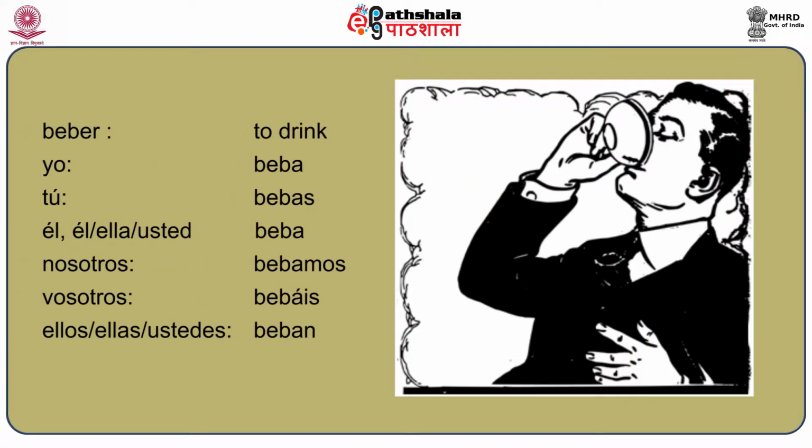Beber, ER ending verb, regular in pattern, means to drink. We take the first part of beber, the yo form in the indicative is bebo, and remove the final o and add the AR endings to the stem, and thus the conjugations that we receive are yo beba, tú bebas, él, ella, usted beba, nosotros bebamos, vosotros bebáis, ellos, ellas, ustedes beban.